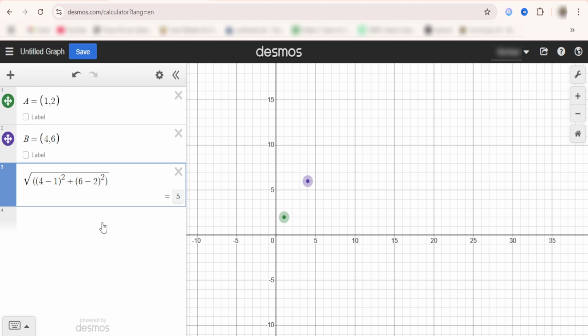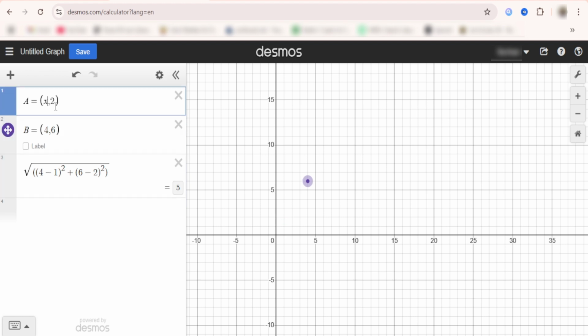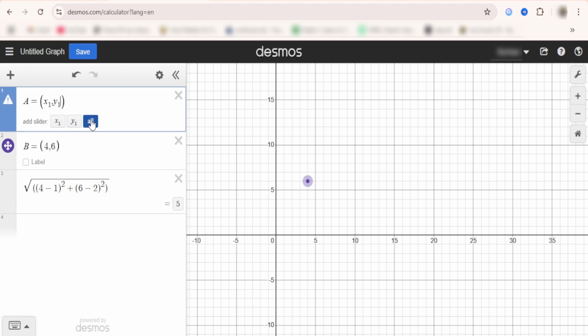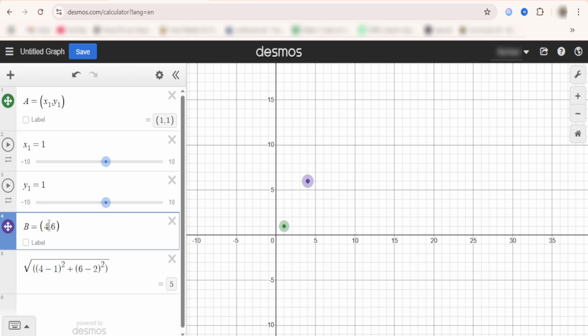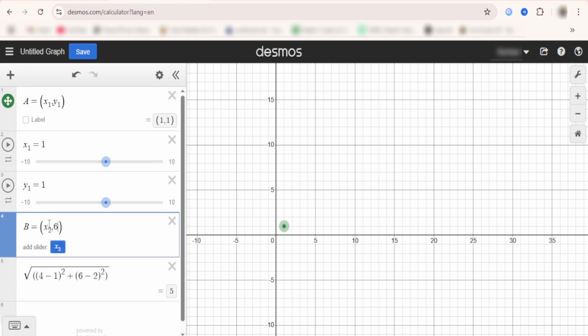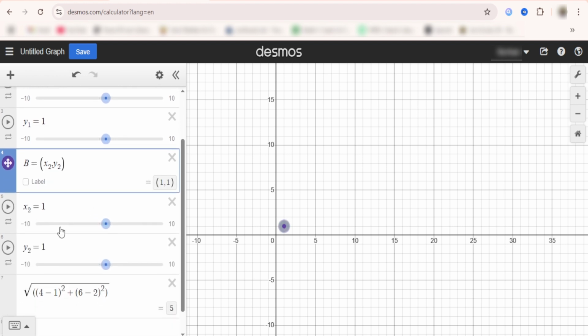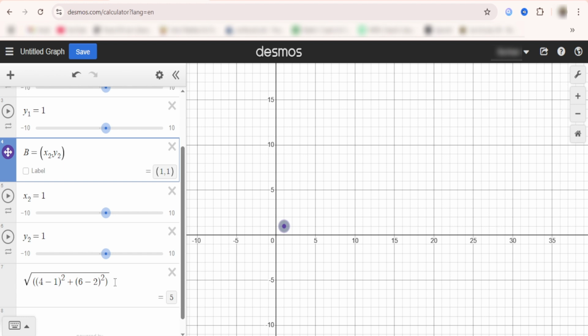Now let's try a more dynamic approach. We'll redefine the 2 points using variables instead of fixed numbers. We'll do the same for point B. Then we apply the same distance formula using these variables.